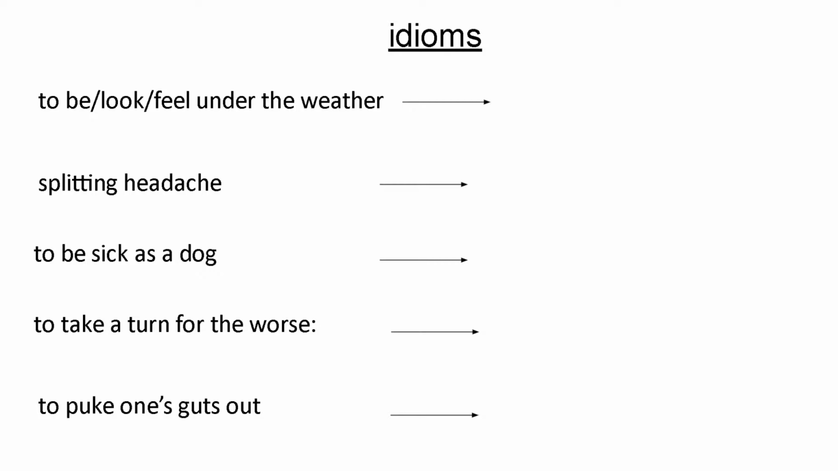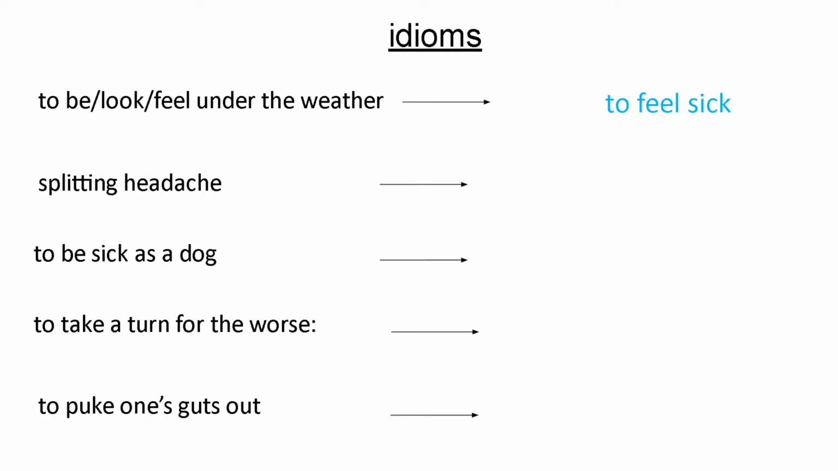So we have the expression to be under the weather, to look under the weather, to feel under the weather. And what does it mean? It just means to feel sick. If you're in the exam and you say, I felt sick on that day, that's fine. It's good grammar. But if you use the idiom, I felt quite under the weather, then you're showing that you have a better grasp of the English language, and the examiner is going to give you a higher score in vocabulary.